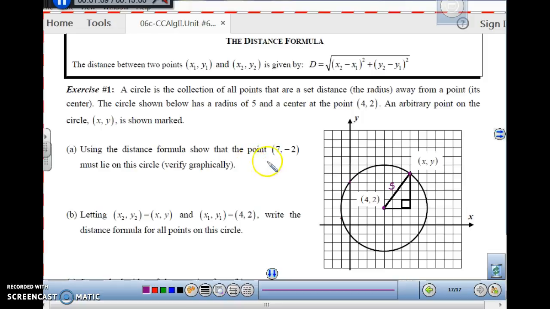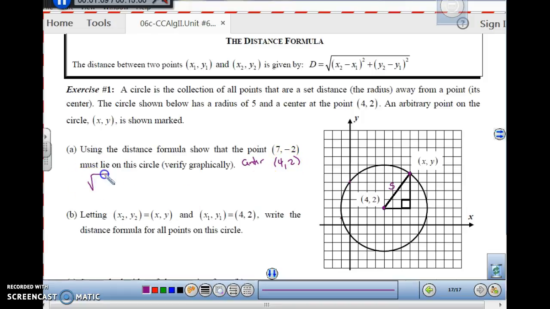All right, so we want to know if the point 7, negative 2 is on the circle. I'm not going to pick it out on the graph yet. I just want to do it algebraically. Now, the distance formula says the distance between 2 points. So 7, negative 2 is my point that's on the circle, and then my center of the circle is at 4, 2. So I'm going to look at the distance between the point on the circle that we're trying to figure out and 4, 2. See if that is on the circle. Well, if we did this correctly, it should equal what the radius is.